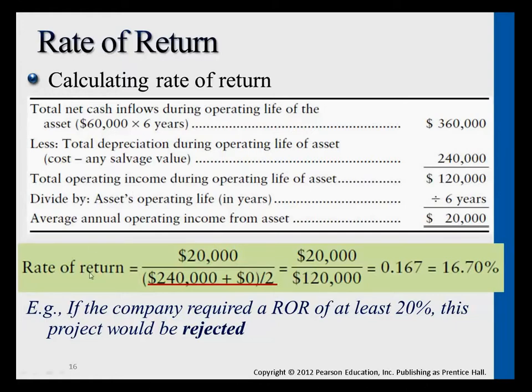and another thing I want to remind you is that this is my net book value at the beginning of the life, and this is at the end of the life, okay? So 120,000 is what I'm getting. So 20 divided by 120,000 is 0.167, or 16.7%, okay?